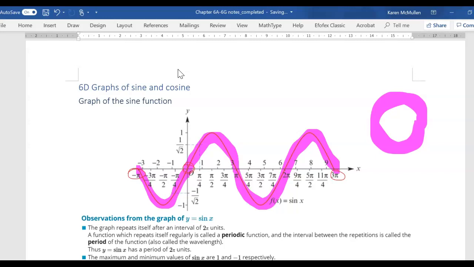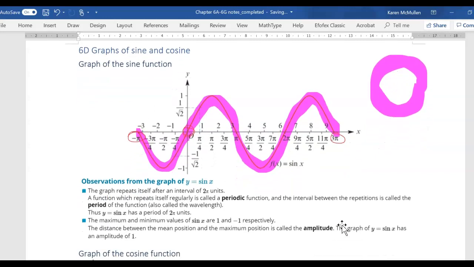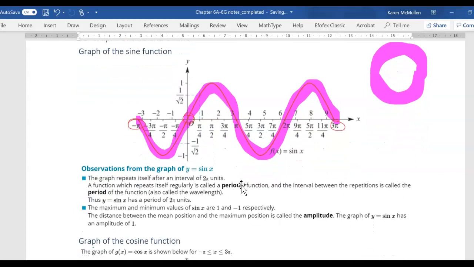So you need to know the main difference between a general solution and a restricted solution. Here are the main observations of a sine graph. A full revolution is 2 pi, a full circle. A function which repeats itself regularly is called periodic. This keeps repeating, as I said. So 1 period is 2 pi, 2 periods is 4 pi, and so on. It's periodic, and it keeps going.